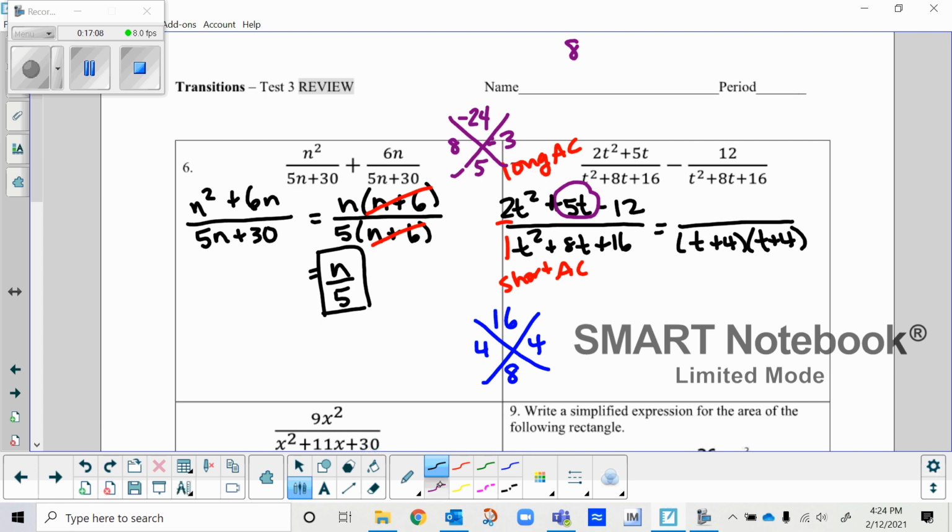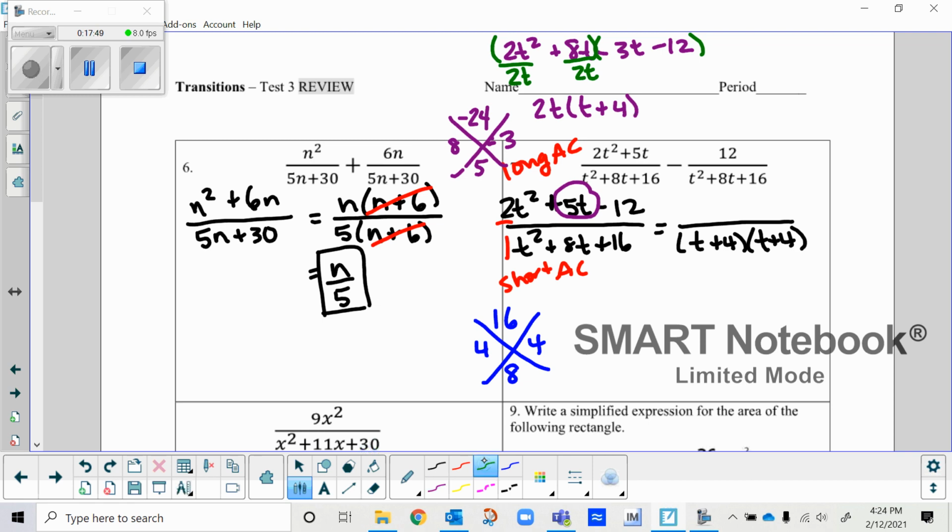So 8's positive, 3's negative, because this is really a plus right here. Okay, I'm back. So 8t minus 3t, I've rewritten the middle term. And the other two terms stay the same. So that's a minus 12 on the end and a 2t squared on the front. And then I do grouping. Group the first two and the second two. Divide the GCF out of the first group. The 2 and the 8 have a 2 in common. And they each have a t in common.